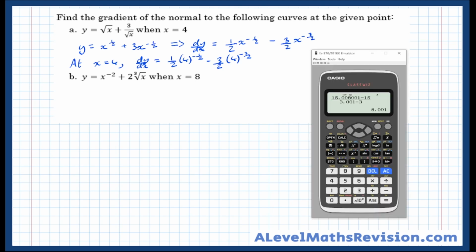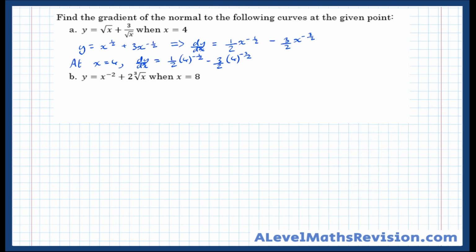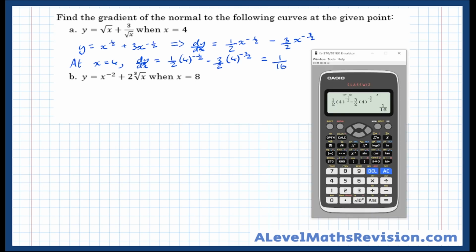Let's put that in the calculator. So a half times 4 to the minus 1/2 minus 3 over 2 times 4 to the power of minus 3 over 2 equals 1/16.